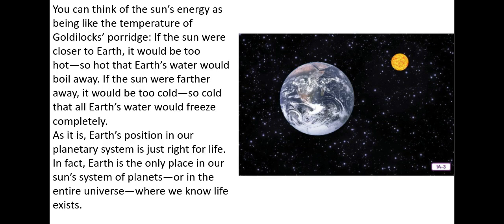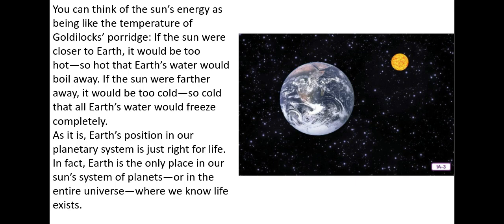You can think of the sun's energy as being like the temperature of Goldilocks porridge. If the sun were closer to Earth, it would be too hot. So hot that Earth's water would boil away. If the sun were farther away, it would be too cold. So cold that Earth's water would freeze completely. As it is, Earth's position in our planetary system is just right for life. In fact, Earth is the only place in our sun's system of planets, or in the entire universe, where we know life exists.